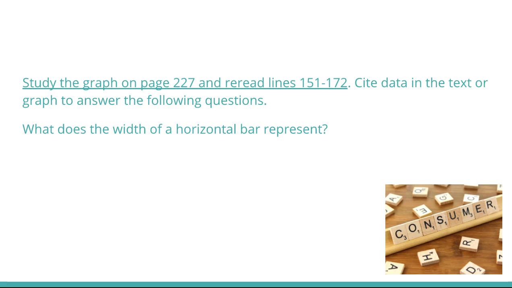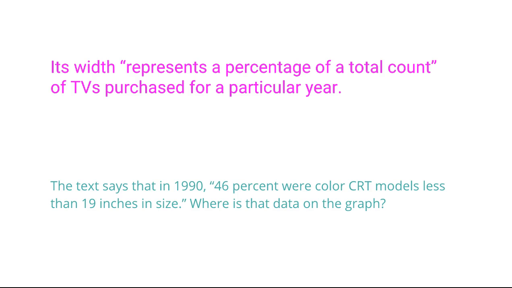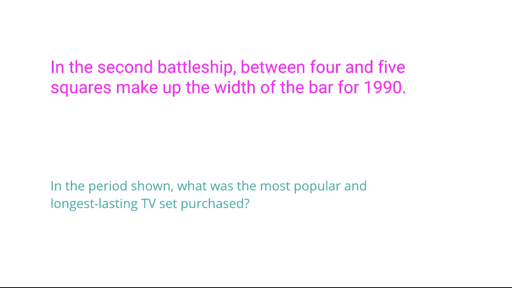Pause while you think. Its width represents a percentage of a total count of TVs purchased for a particular year. The text says that in 1990, 46% were color CRT models less than 19 inches in size. Where is that data on the graph? Pause while you think. In the second battleship, between 4 and 5 squares make up the width of the bar for 1990.